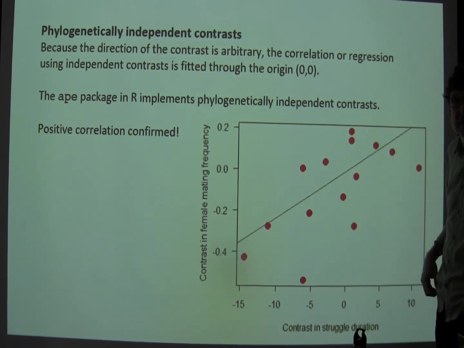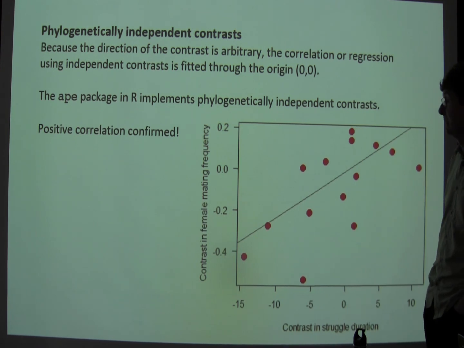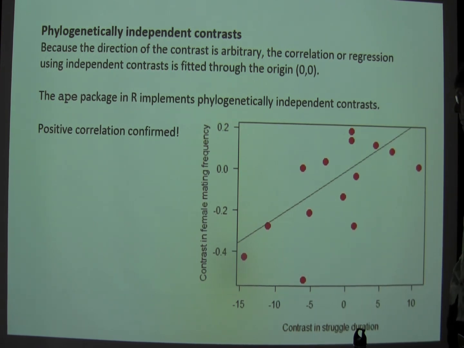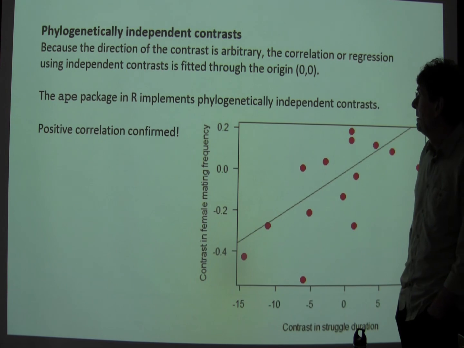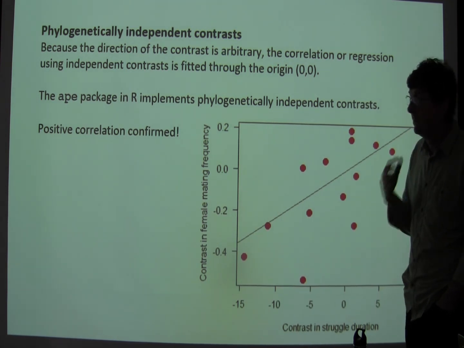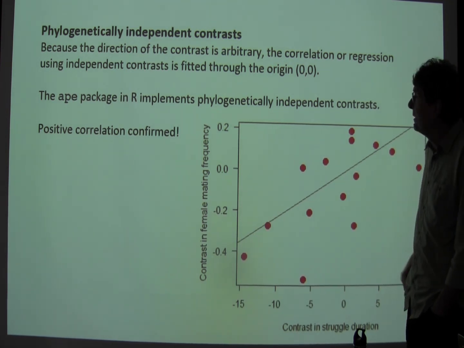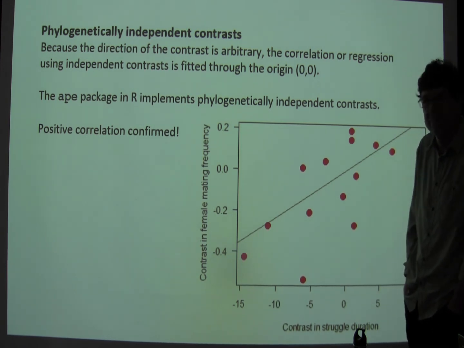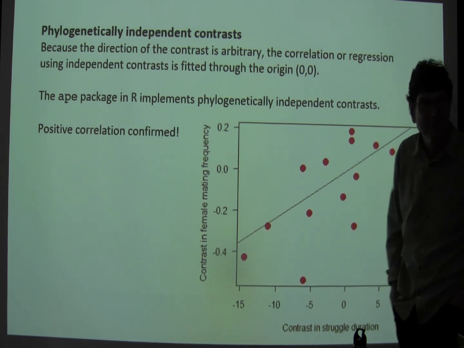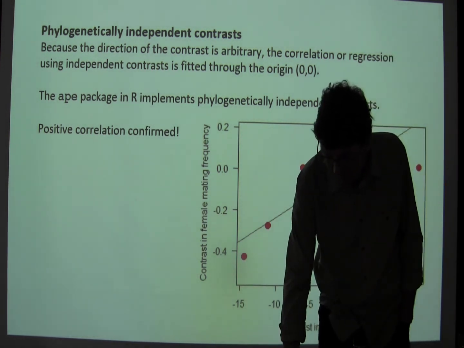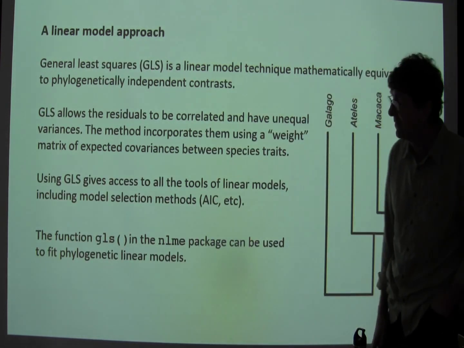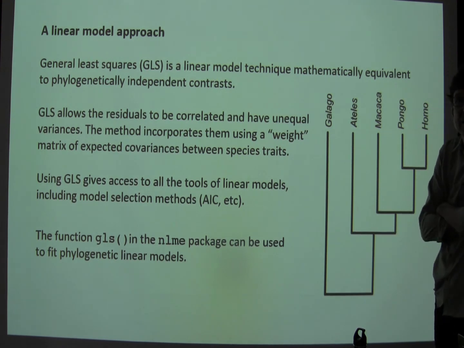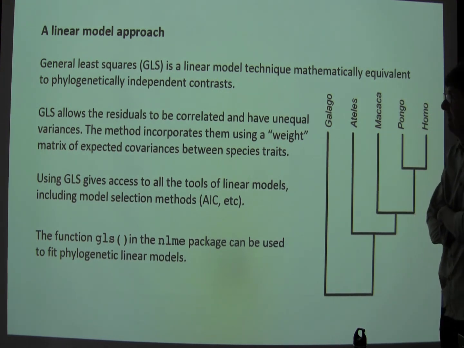And you can do all this using the ape package in R. So it's been around for a while. Emmanuel Paradis created this package years ago, wrote a book on it, gave it to the world for no cost whatsoever. So that's the method of phylogenetically independent contrasts.